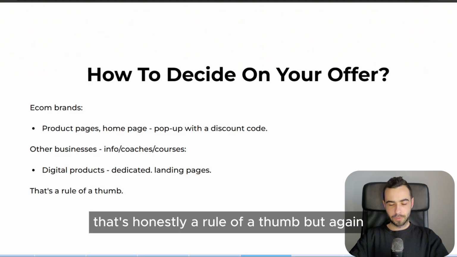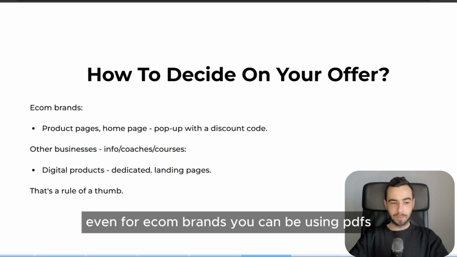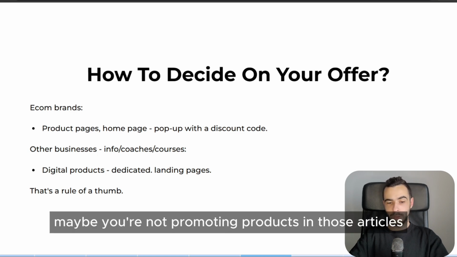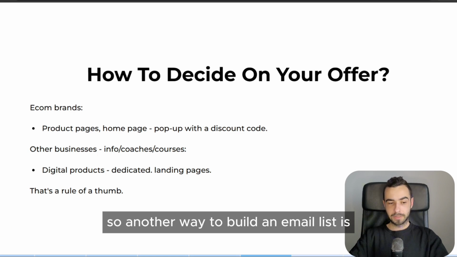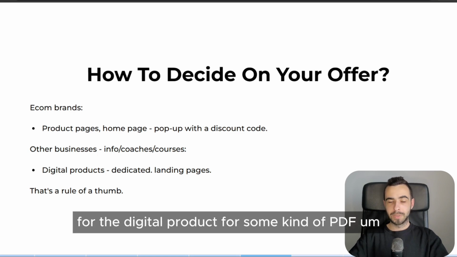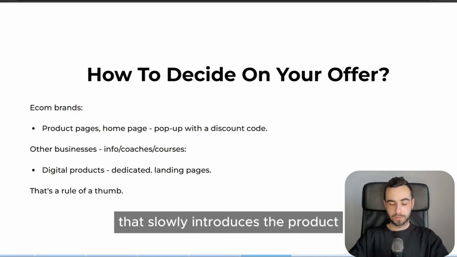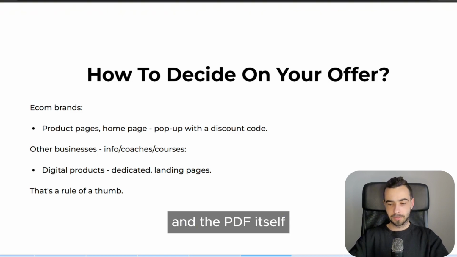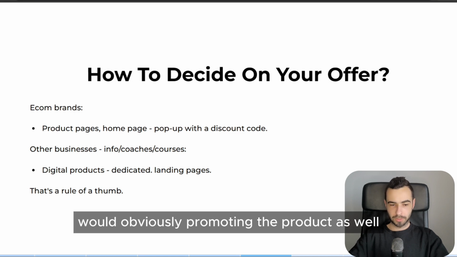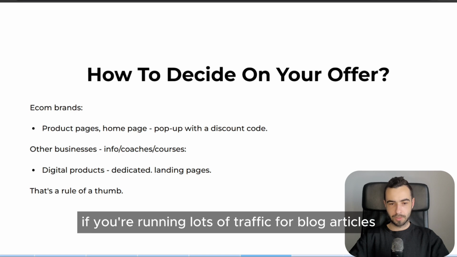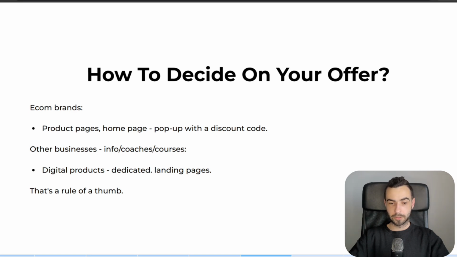That's honestly a rule of thumb, but again, even for e-com brands, you can be using PDFs, especially for driving lots of traffic through SEO articles where maybe you're not promoting products. So another way to build an email list is through a digital product, some kind of PDF, and then have a separate welcome flow that slowly introduces the product, and the PDF itself would obviously promote the product as well. So this is how you can do it and get better results if you're running lots of traffic through SEO-ranked blog articles.